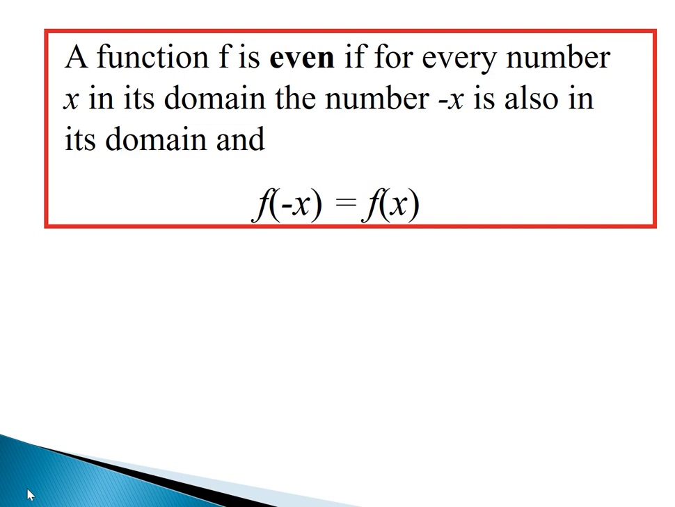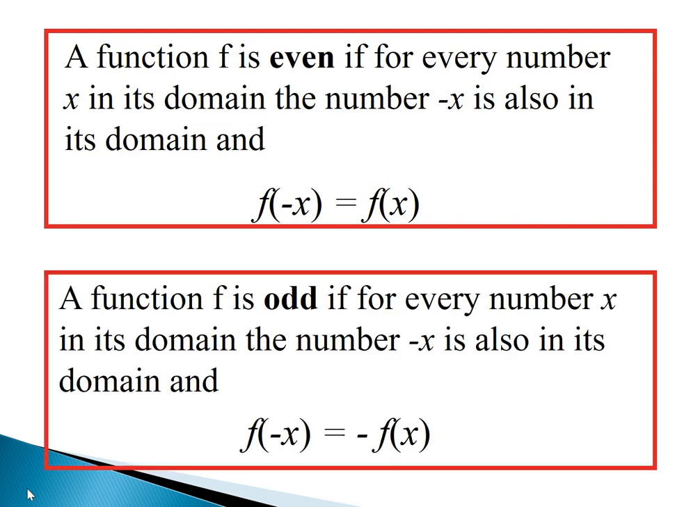First of all, a function is even if you plug in a negative x, so f of negative x equals f of x. If you plug in a negative x and you get the original function back, the function is even. A function is odd if when you plug in a negative x, you wind up getting a negative of the function. So I'll give you a minute to write those two things down.